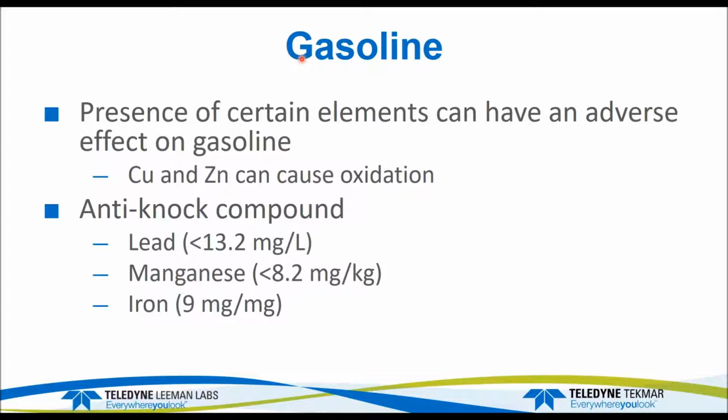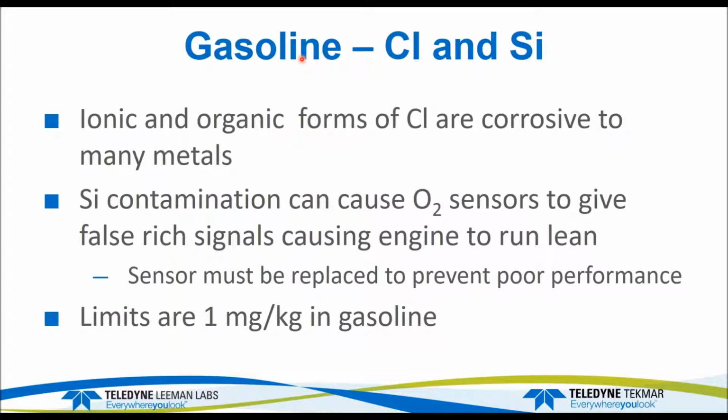The user wasn't interested in really any of those. They wanted chlorine and silicon. Chlorine, because organic forms are corrosive to the metals, can also cause problems with fuel injectors. Silicon contamination can cause oxygen sensors in the engine to give false rich signals, causing the engine to run lean. So the sensors have to be replaced, to prevent poor performance of the engine.